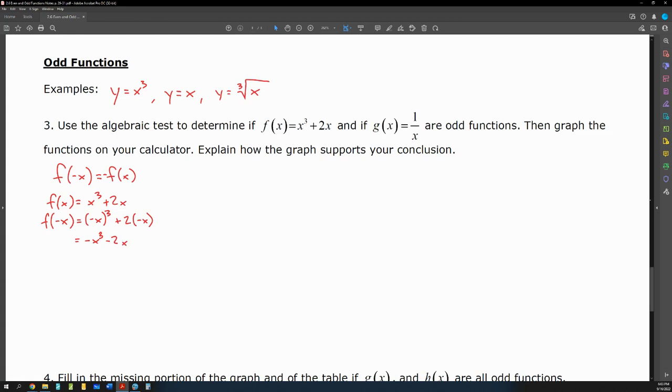So let's go ahead and simplify negative f of x. We're going to take a negative and put it in front of the entire f of x function: x cubed plus 2x. Use parentheses when you put that negative out in front. When we use parentheses, we're going to distribute that negative. We get negative x cubed minus 2x. Now, are f of x and negative f of x the same? Yes, they are. Therefore, f of x is an odd function.